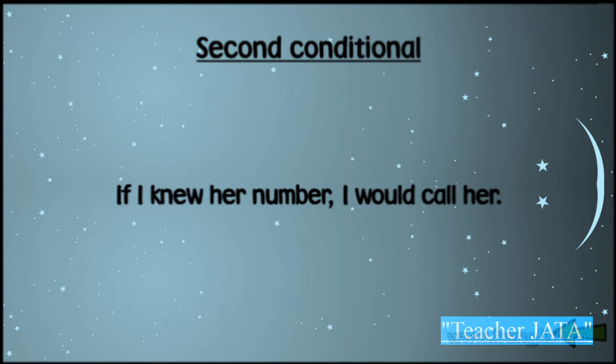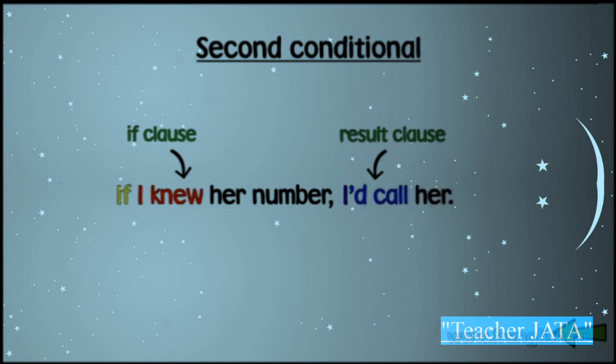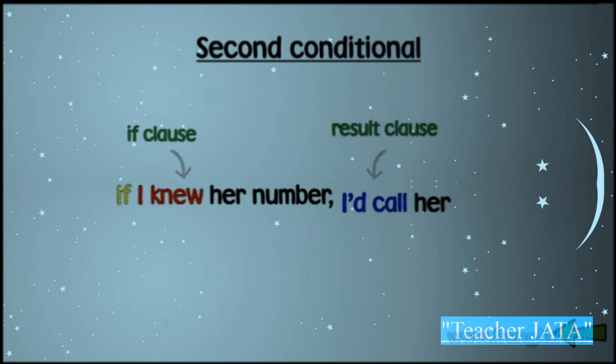We form the second conditional with an if clause plus a result clause. We form the if clause with if plus the past simple. We form the result clause with would or wouldn't plus the infinitive of the verb. We often contract would. We can say the clauses in either order.